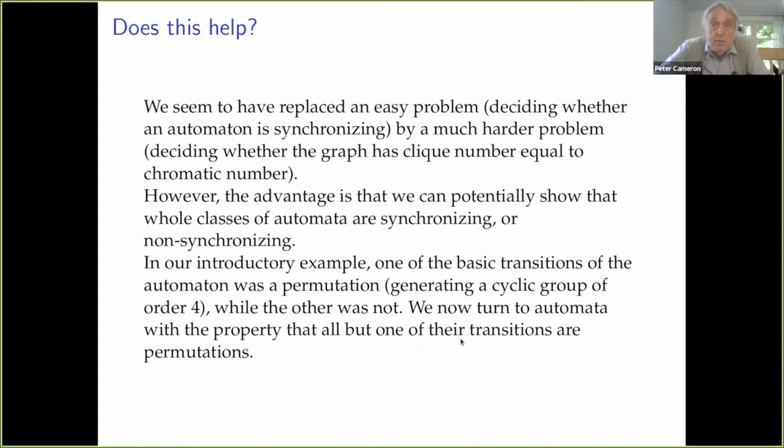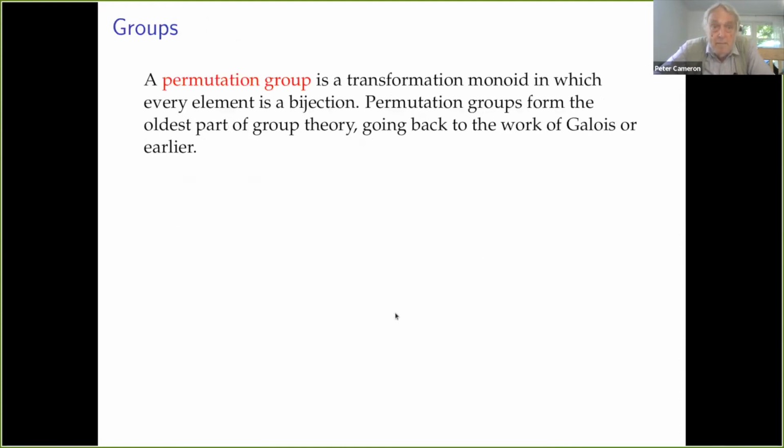And that's a reasonable thing to do, because it's known that if none of the transitions are permutations, the conjecture is true. So we can assume that at least one is. So all but one, and then try and say all but two, try and work on from there. They haven't managed to succeed with that, but that was the thought behind this.